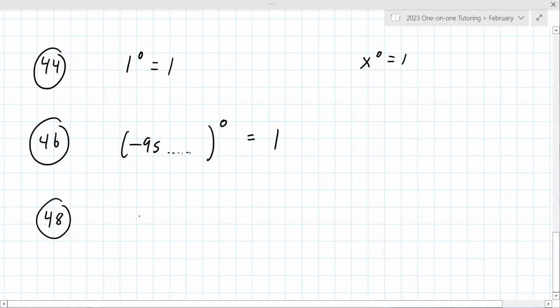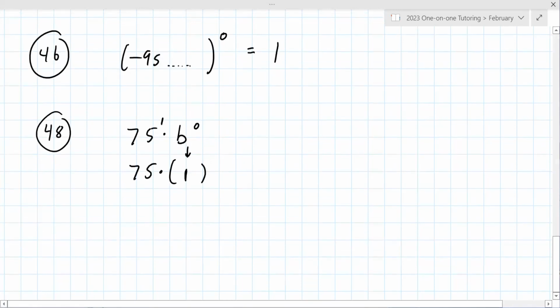48. 75 times b to the 0. Now, the way I've written this, I've separated them because 75 really has an exponent of 1. It does not have anything to do with the 0. B to the 0 is 1. This b to the 0 becomes 1, but it's 75 times the 1. So it's just 75. It's only the part that's to the power of 0 that becomes 1.